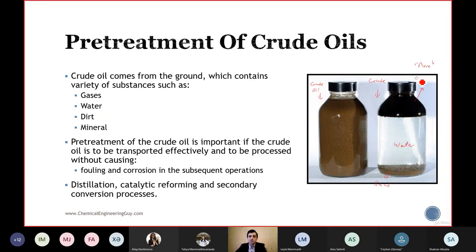Once you add the demulsifier to make emulsions, then once you make the emulsions, you can separate it in, let's say, a three-phase separator. Why do you pre-treat the crude oil? To prevent fouling and corrosion in the subsequent operations. You don't want to damage your equipment. That's why it is first pre-treated, then it is further processed.